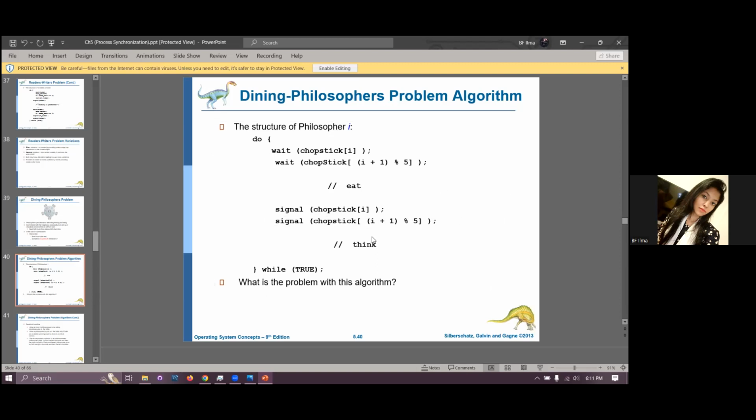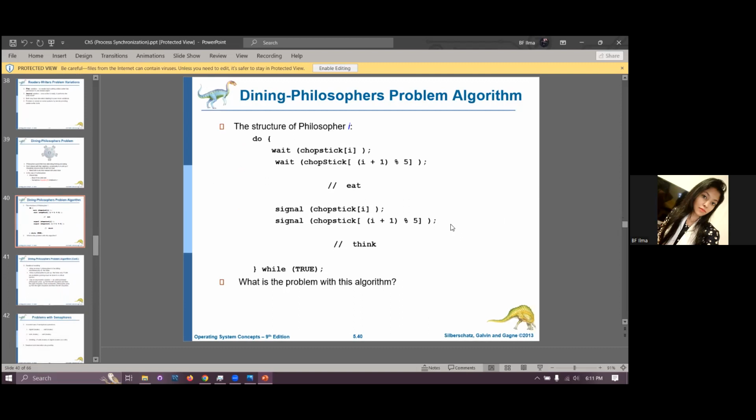So the problem with this process is that there can be a deadlock. We'll come to deadlocks later. Basically, a deadlock means that none of the processes can actually complete.